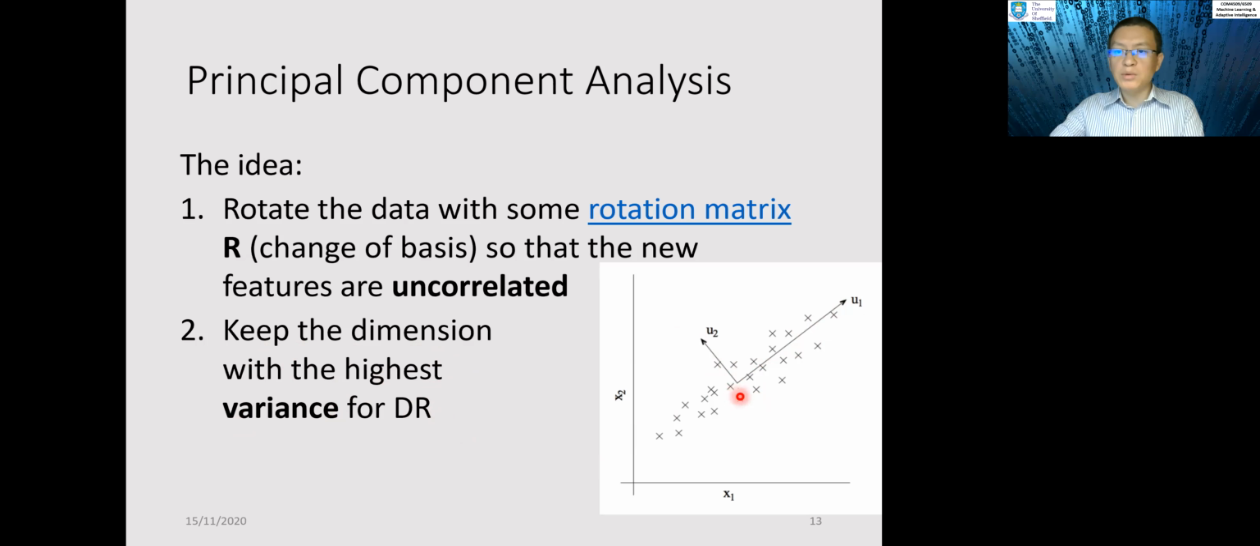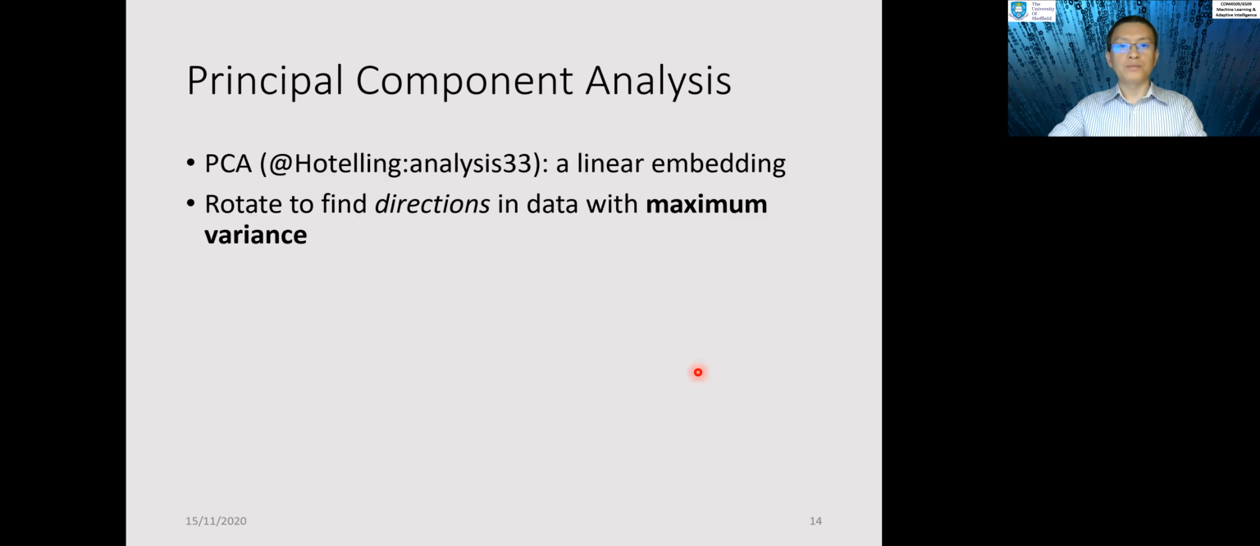So in this example here, may I ask you which direction captures the highest variance? So the answer is u1. Basically, this direction captures the most variance. Therefore, if we want to keep only one direction, we keep u1 and discard u2.